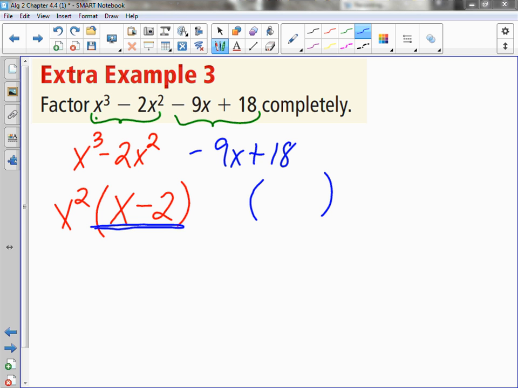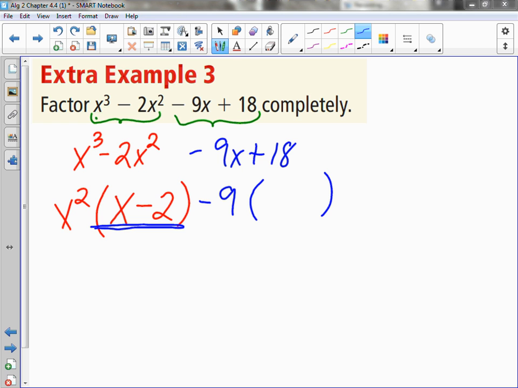So I need this negative 9x to become what? X. But it has to be what? Positive, yes? So what would I need to factor out of negative 9x to make it positive x? Negative 9, yes? What happens if I factor negative 9 out of 18? It becomes negative 2, yes? So what would I factor out? Negative 9.